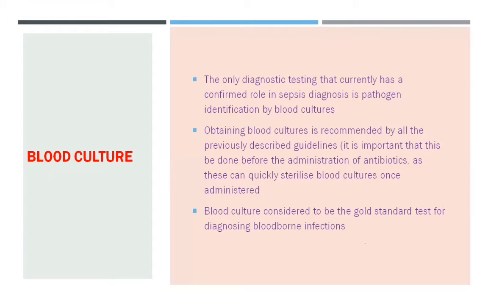As I said before, the most important, most specific, and gold standard for diagnosis of sepsis is the blood culture. It is the only diagnostic test that currently has a confirmed role in sepsis diagnosis, in pathogen identification and sensitivity. Obtaining blood cultures is recommended by all the previously described guidelines. It is important that this be done before the administration of antibiotics, because antimicrobials can quickly sterilize the blood cultures once administered. Hence, before antibiotic administration, blood cultures should be collected. Blood culture is considered the gold standard for diagnosis of blood-borne infections.